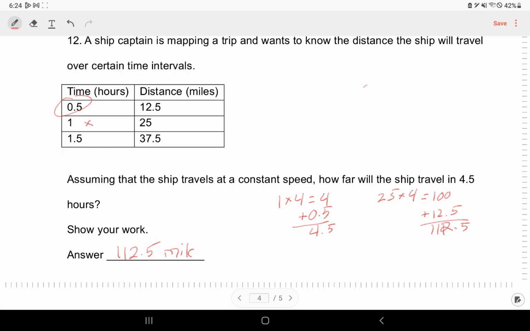Now we could also do 37.5 times 3. Carry 1, that's 21, 22. Carry 2, 9 and 2 is 11, because this times 3 is 4.5.